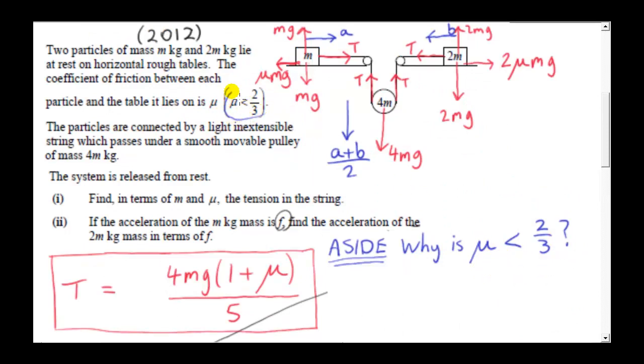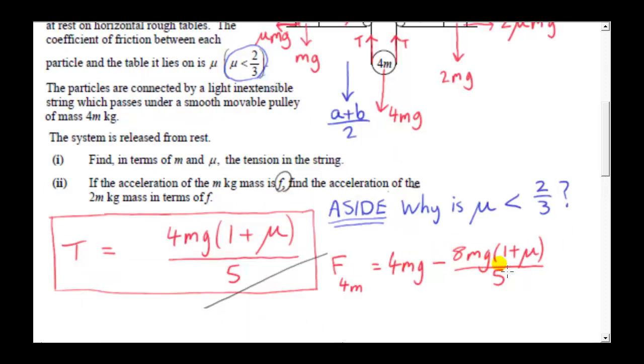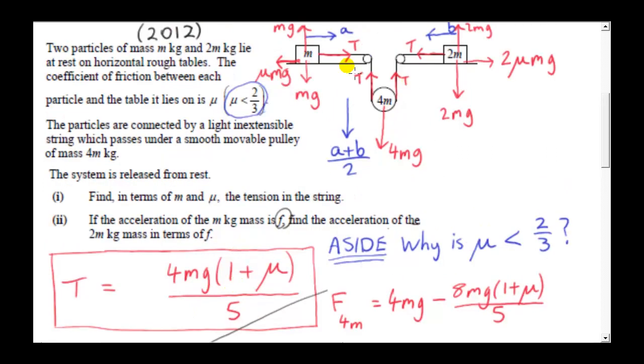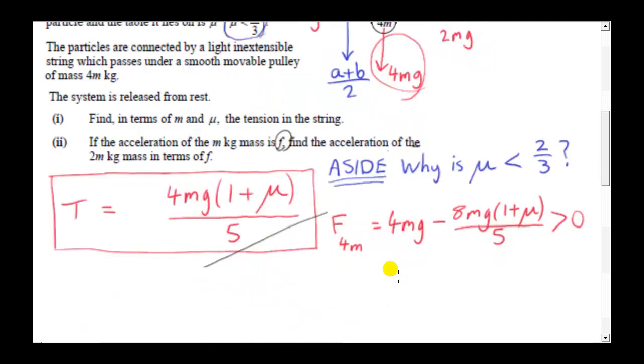Now, as a brief aside, I just want to mention why we are given this inequality here. Why is mu less than 2/3? Well, let's look at the resultant force on the pulley. It's 4mg down minus 2t up, so minus twice this up. Now we know from the setup that the pulley has to move down. It can't move up because the strings cannot push on the two masses. So this force must be positive. In other words, the 4mg, the weight of the pulley, must be greater than the 2t pulling up on the pulley. Alright, so downwards is positive here.